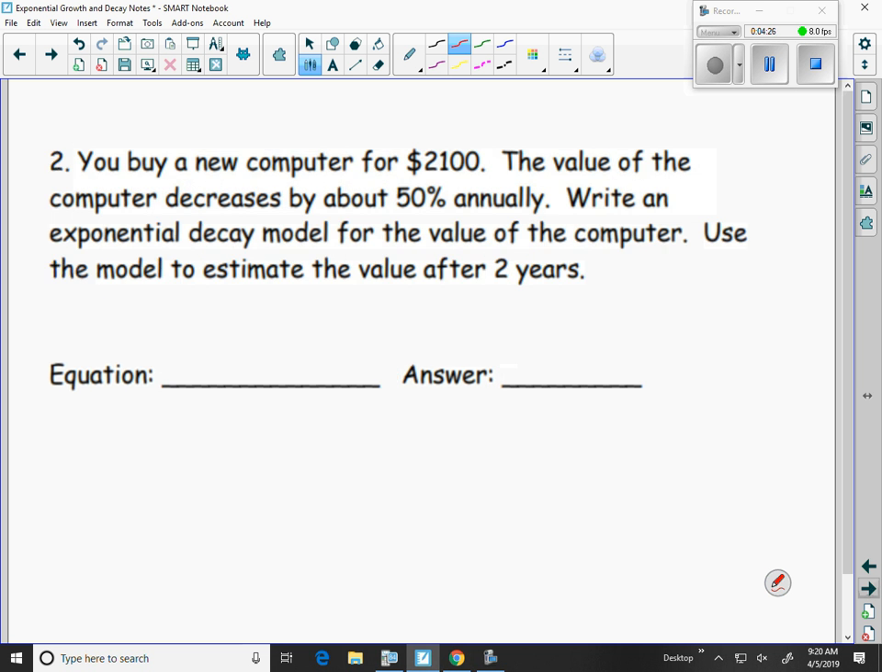All right, number 2, you buy a new computer for $2,100. The value of the computer decreases by 50% annually. What does annually mean? Yearly. Right. You guys are very insane on that. That's great. Okay. Write an exponential decay. So exponential decay model is where we have the 1 minus R.